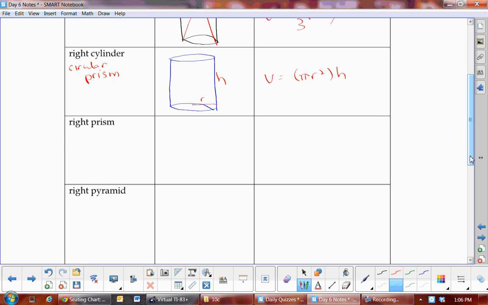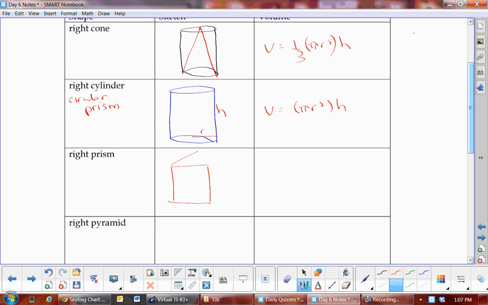The prism. Okay, now, the easiest formula to remember in the world: length times width times height. Volume equals length times width times height.